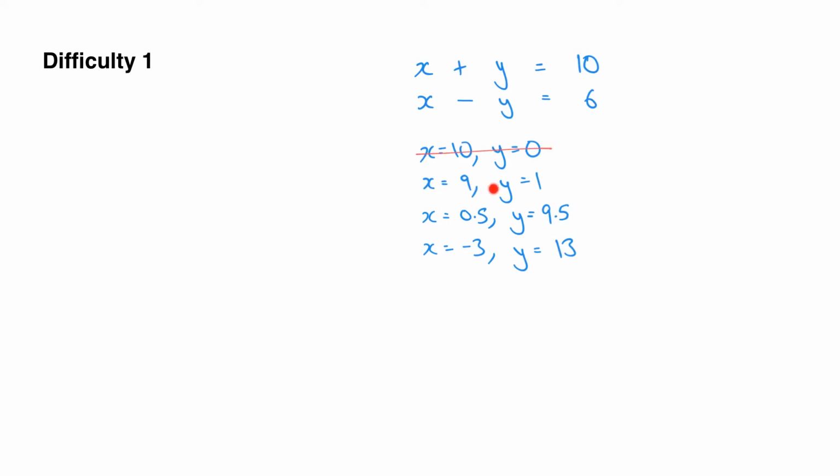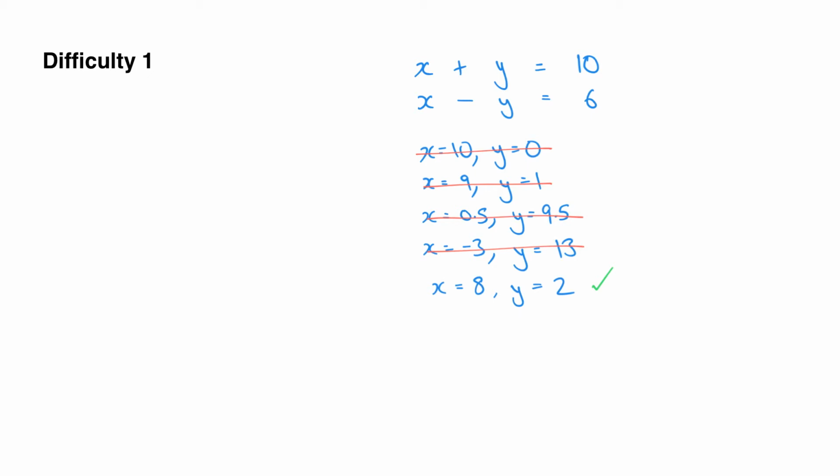What about x equals 9, y equals 1? 9 minus 1 is 8. That doesn't work. And if you try the others, you'll see that none of these work. In fact, what does work is x equals 8, y equals 2. Now, this works for the second equation, but importantly, it also works for the first one. So this is the solution we're looking for. It is simultaneously the solution to the first equation and the second equation. We've got the values of x and y that work in both equations.